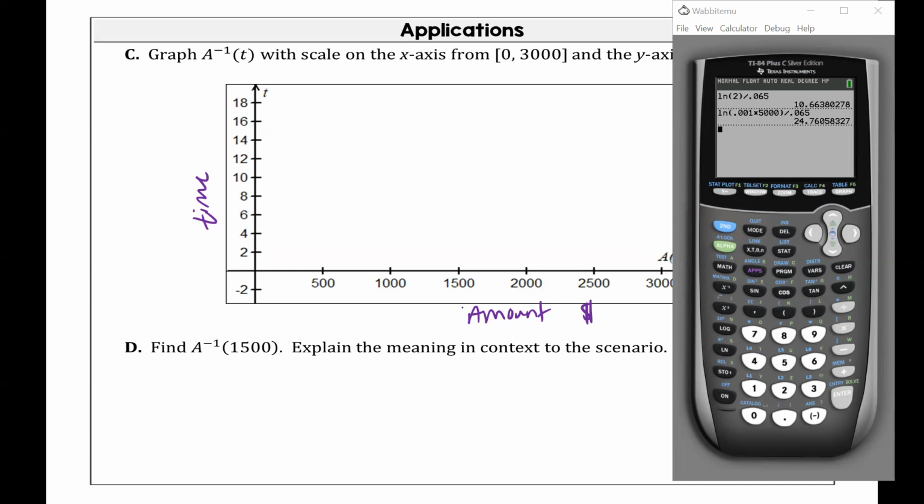So we discovered that in the beginning, we were at 1,000. And then how long did it take us to get to 2,000? 10 and something, right? It took us some 10 and some time. So it's going like this.